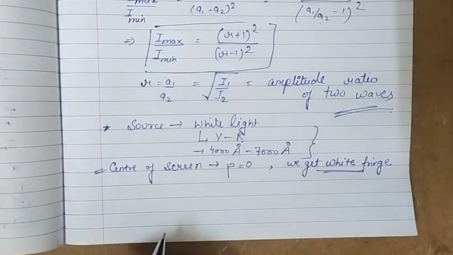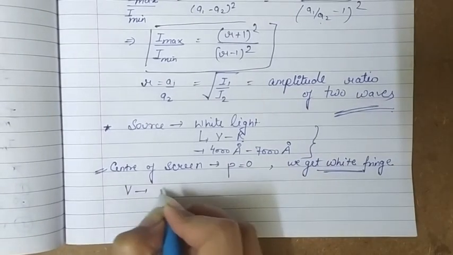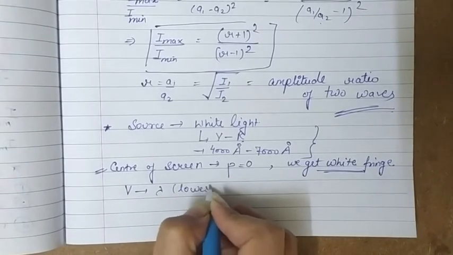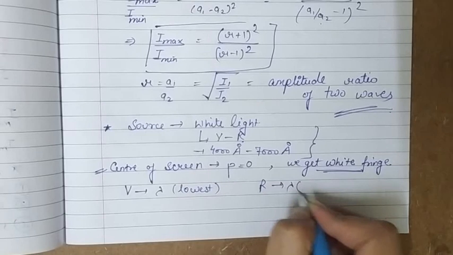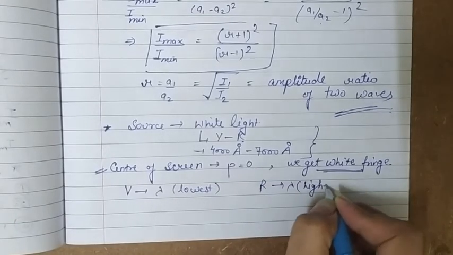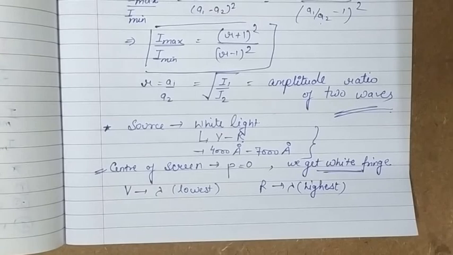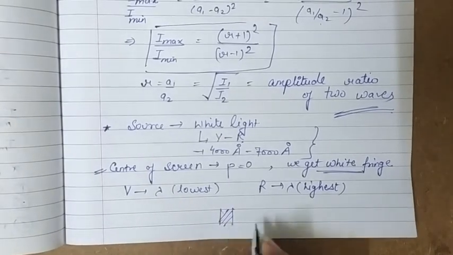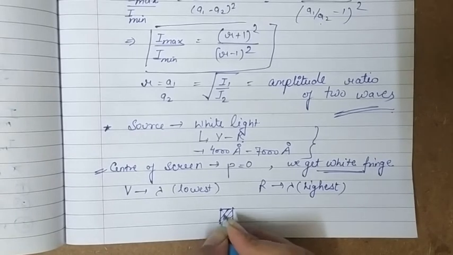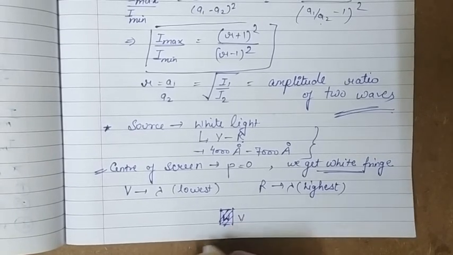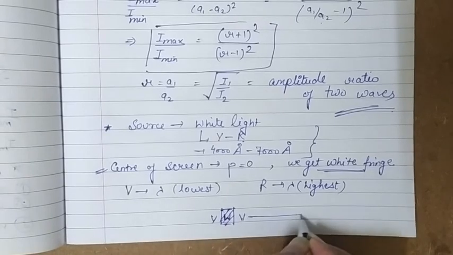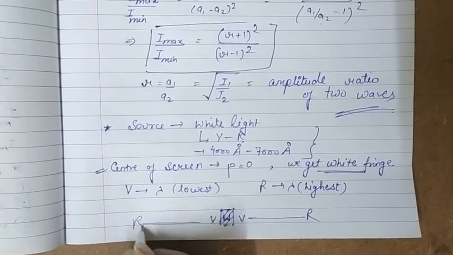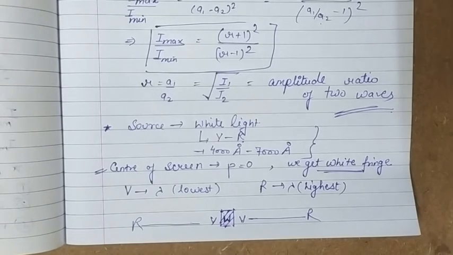But after the center, the violet color has the lowest wavelength, and the wavelength corresponding to red is highest. So after the central white fringe there is violet, and the farthest fringe that we get is red. If this is the central white fringe, then after it we get violet like this, and far from it we get red. This kind of pattern we can get if we use a source of white light.